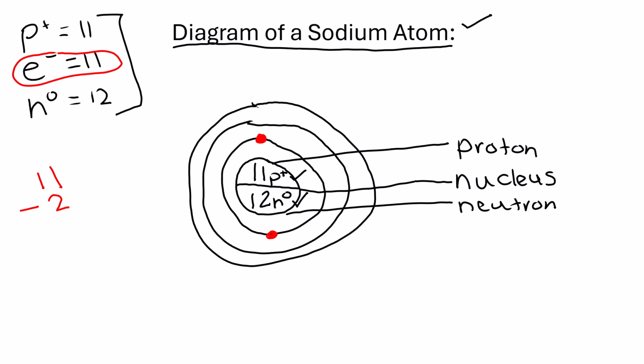So I had 11, I used 2. I now have 9 left, okay? How many can go on energy level 2? Okay, 8 can go on energy level 2. I have 9, but only 8 can go. So I'm going to draw them. 1, 2. They like to be in pairs, and they like to be opposite each other, okay? So that is now my 8, okay? So I used 8. I now have 1 left. So that means the 1 must go on energy level 3, like that.